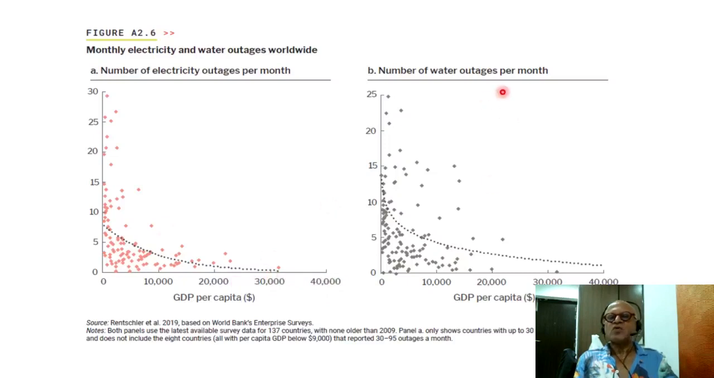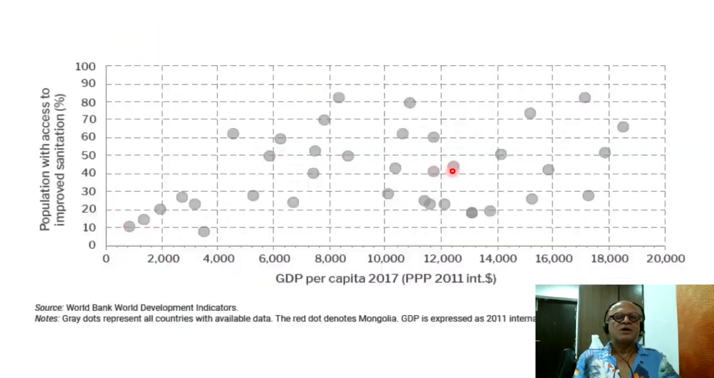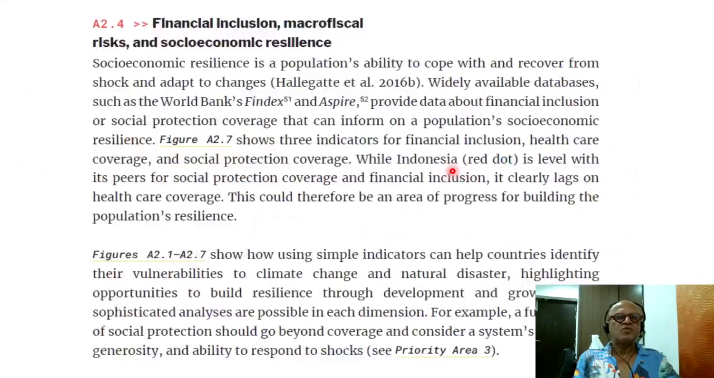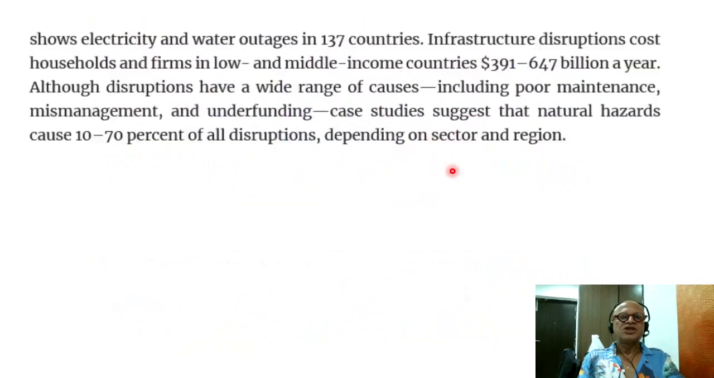And the number of water outages also drops, but you can see the scatter remains fairly high compared to here because water availability and sanitation are not so directly related to per capita GDP, which should indicate what the policy requirements, policy strategies and focus need to be.